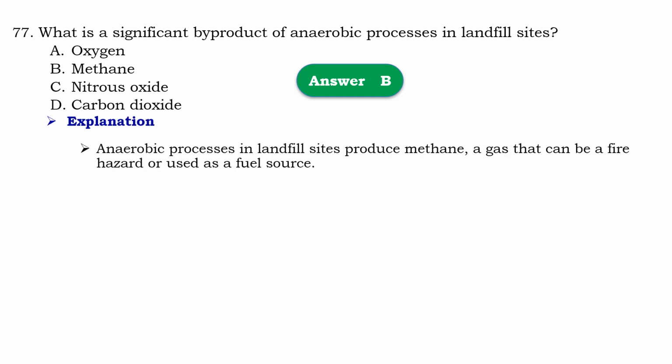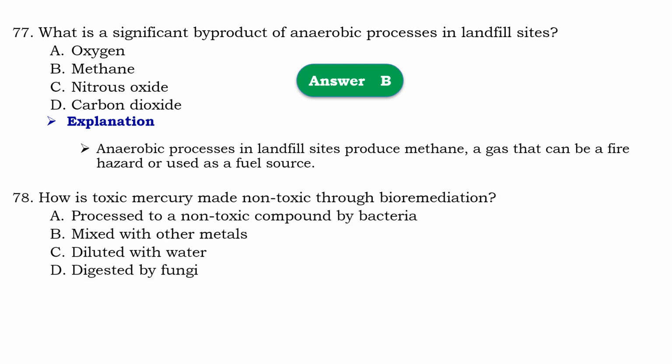Methane. Means that anaerobic process in landfill site produce methane, a gas that can be fire hazard or used as a fuel source. Question number 78. How is toxic mercury made non-toxic through bioremediation?